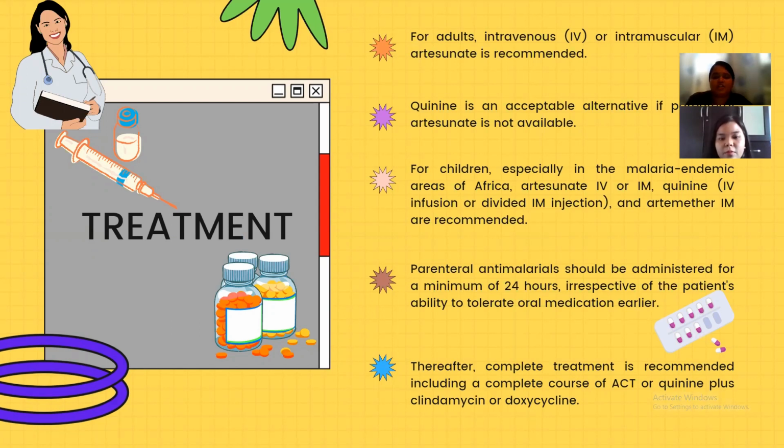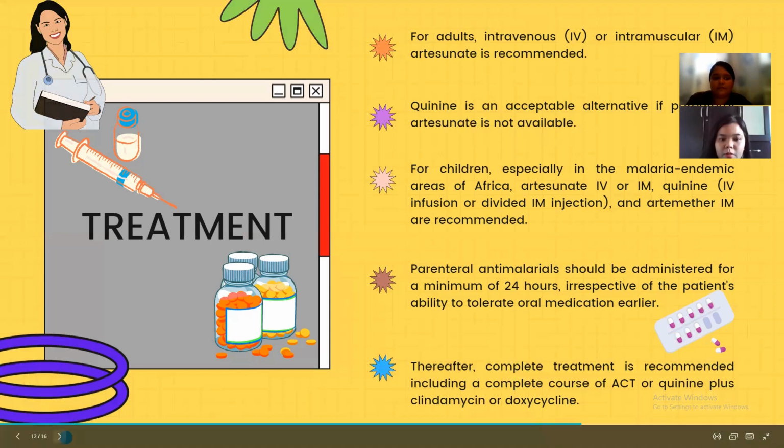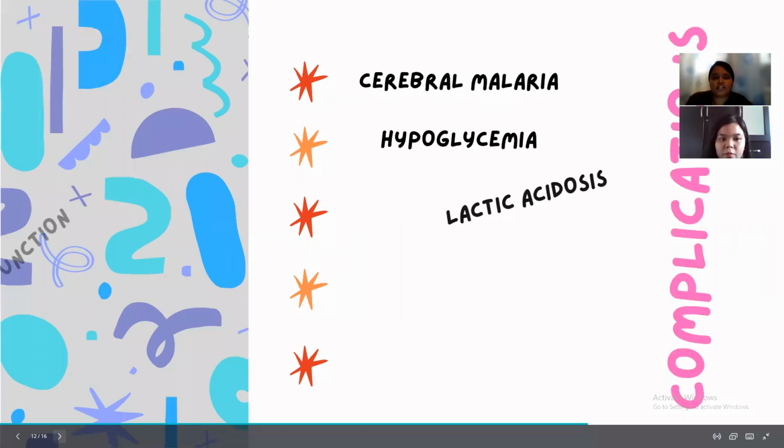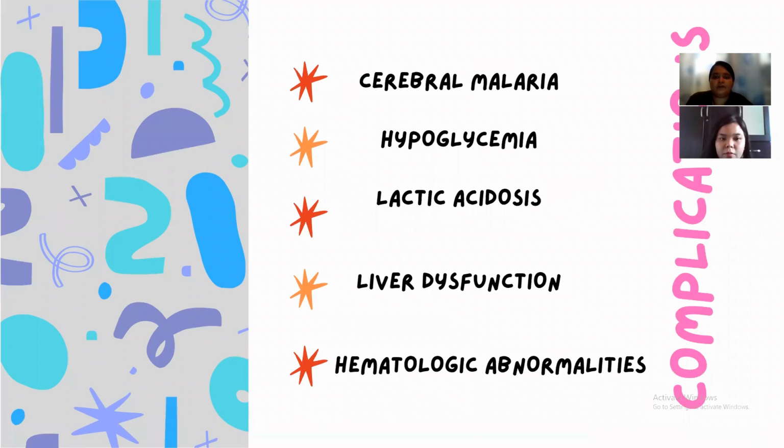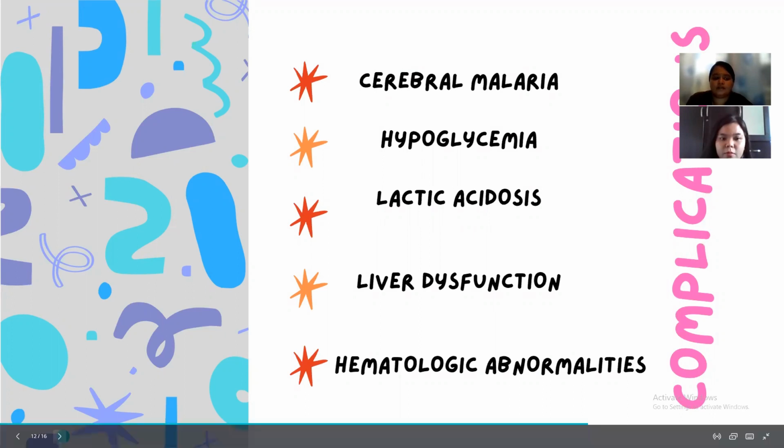Parenteral anti-malarial should be administered for a minimum of 24 hours before the ability to tolerate oral medication. And also complete treatment is recommended, including a complete course of ACT or quinine plus clindamycin or doxycycline. The complications are cerebral malaria, hypoglycemia, lactic acidosis, liver dysfunction, and also hematological abnormalities.